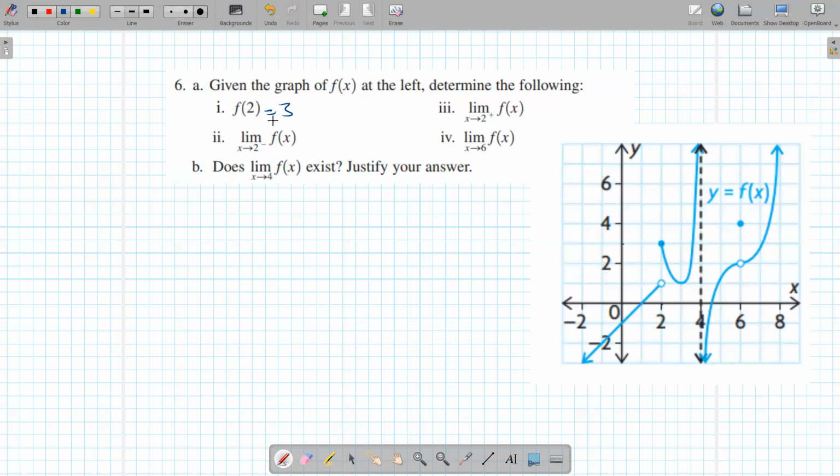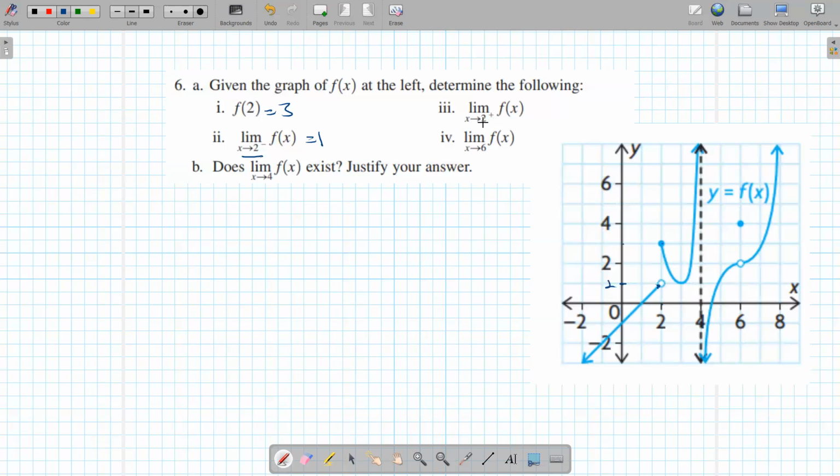The second one says when x goes to 2 minus, this one. X goes to 2 minus means what's the y value directly to the left of 2. So we're looking at it right here. You see this? This is 2 minus. What's the y value approximately? It's 1.